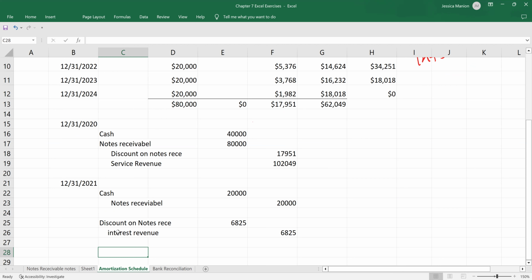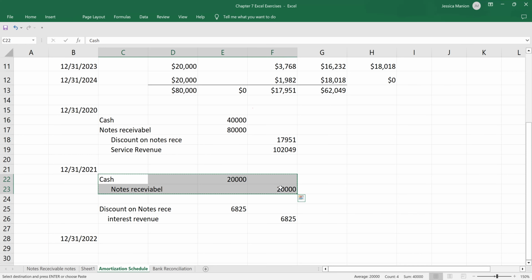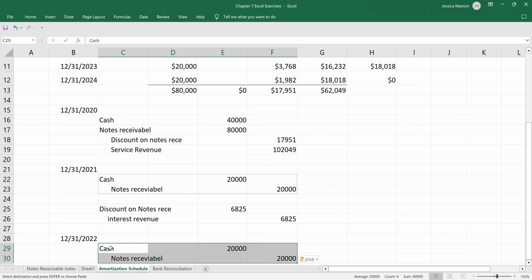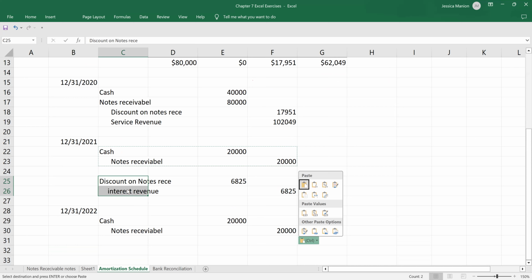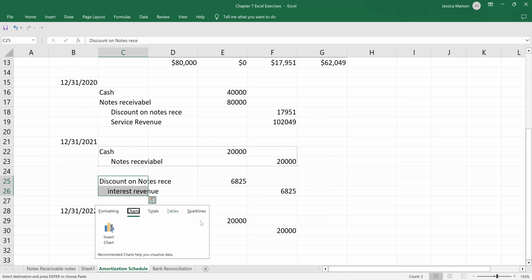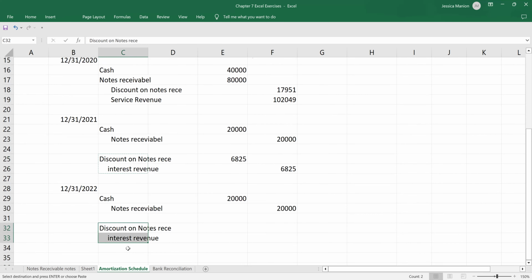Now if we go to the next year, December 31, 2022, we would still have their payment, and we would still be debiting the discount and crediting interest revenue. We could copy and paste those. Those two accounts would still be impacted.